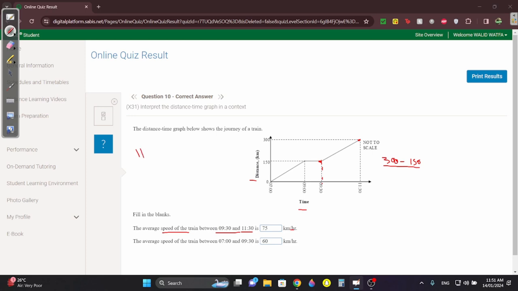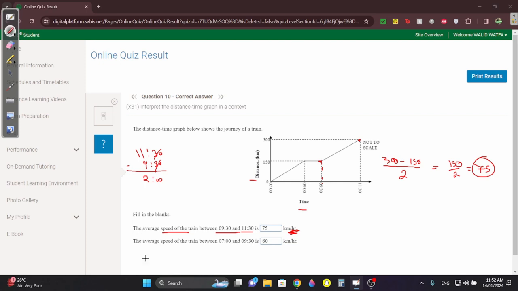What's the time between 11:30 and 9:30, in hours, obviously? The 30 and 30 cancel, you get 0. 11 minus 9 is 2. So it's 2 hours. Since they wanted hours, you keep your time in hours. So 300 minus 150, 150 divided by 2, you get 75. You guys know why I did 300 minus 150? Because it's the distance between 150 and 300.